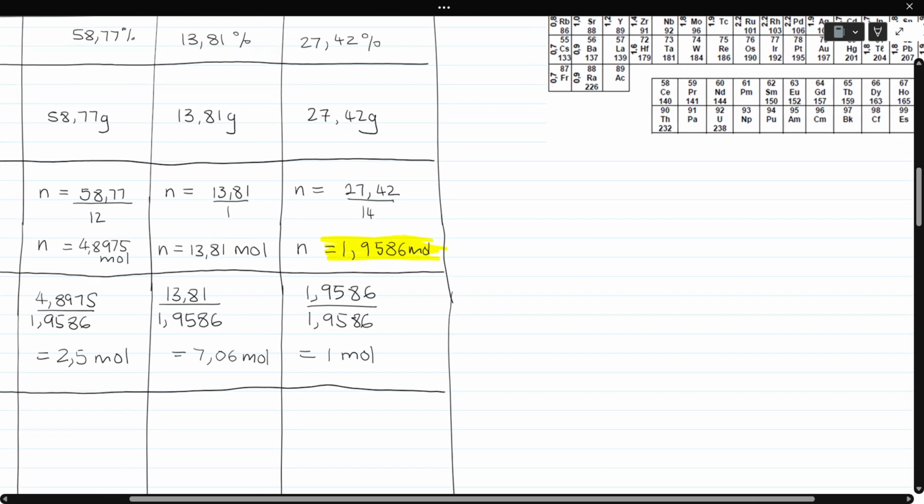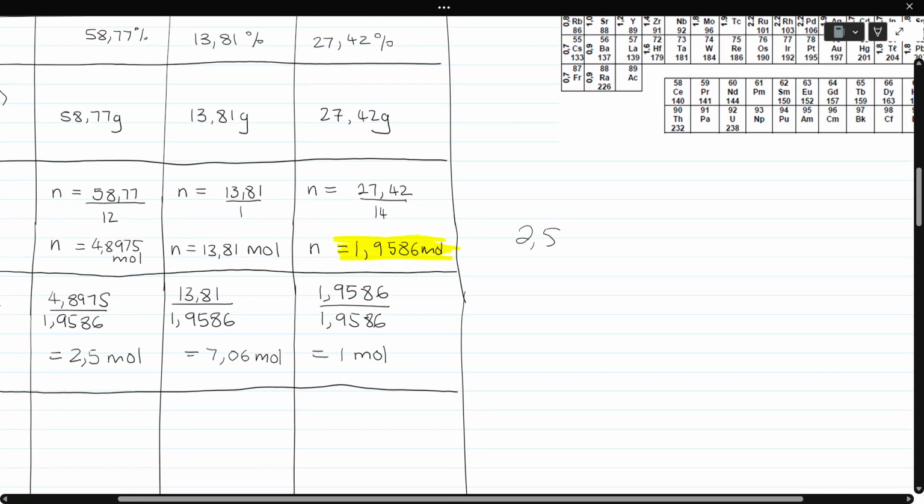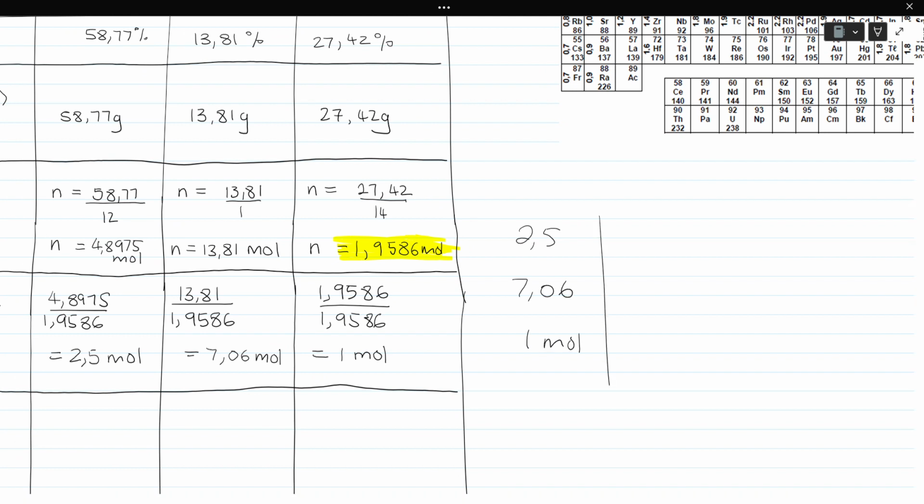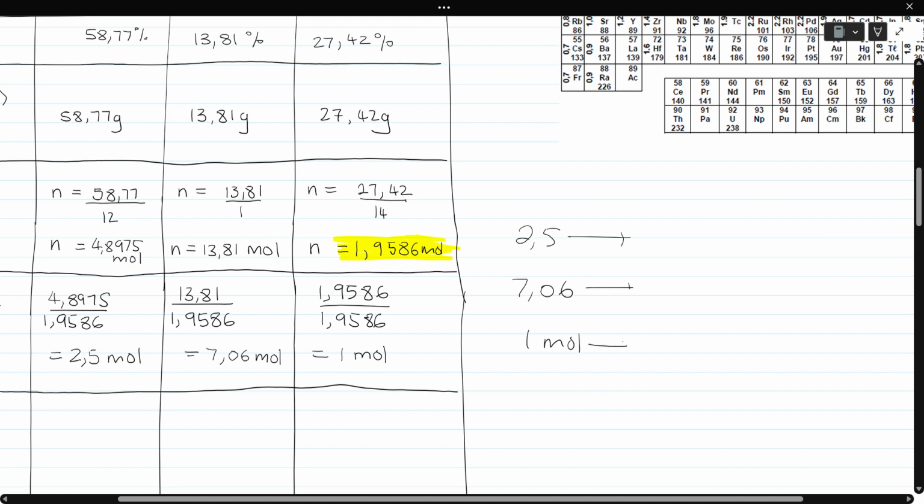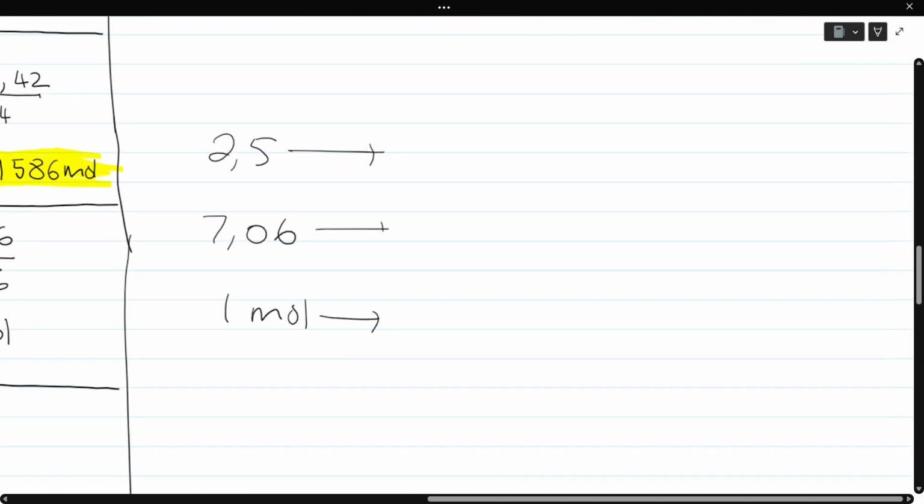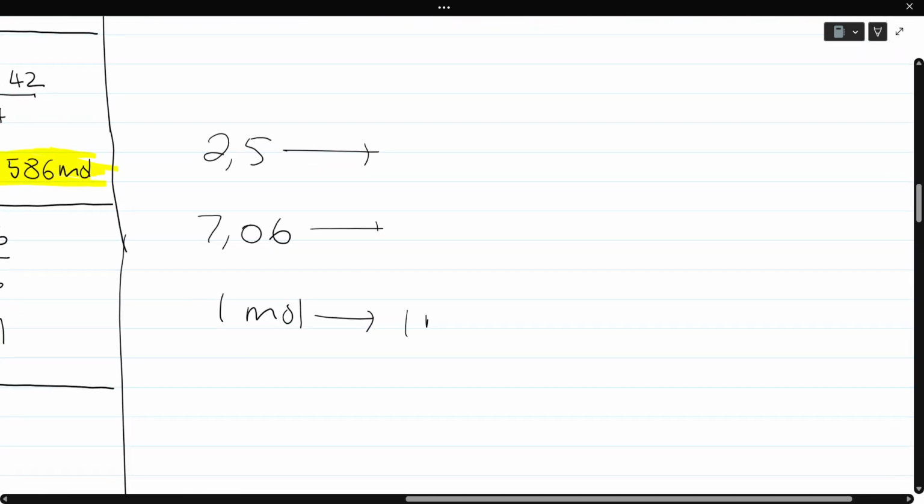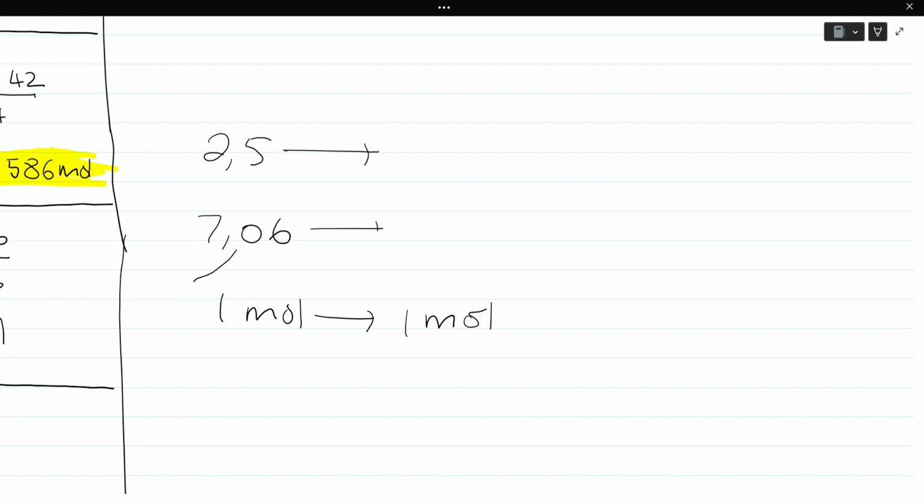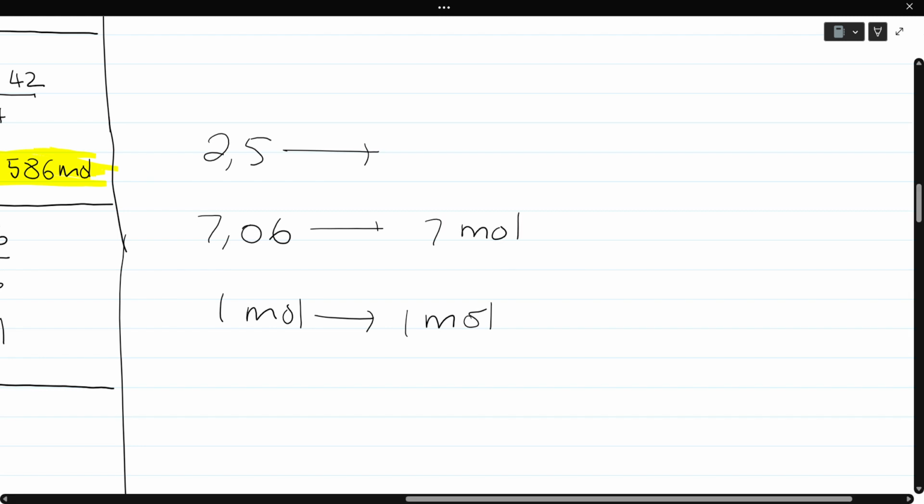I'm just going to write these numbers on the side here. 2.5, 7.06, and 1 more. We're going to basically be rounding off these values here. Okay, let's start off with 1. 1 is a nice whole number, so that's going to remain as 1. 7.0, that's going to simply be rounded down to 7. So this can just simply go to 7 moles.